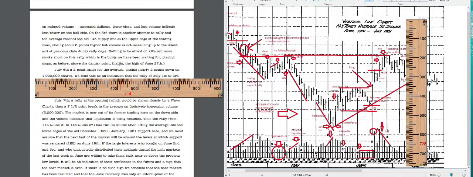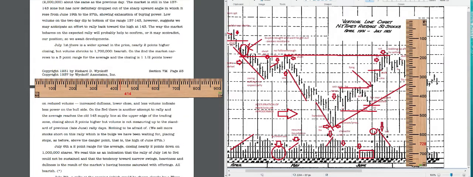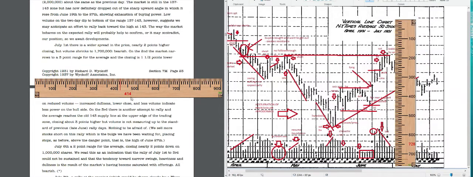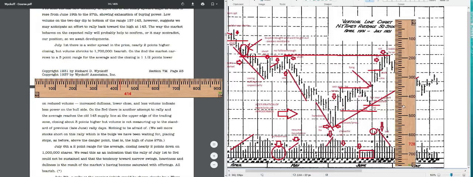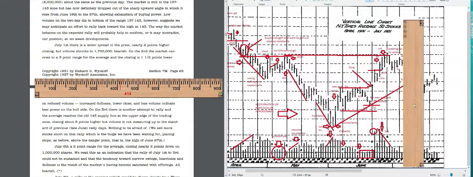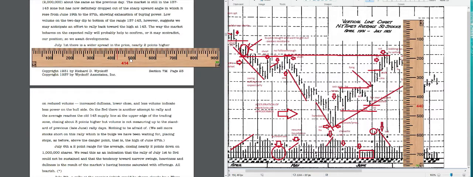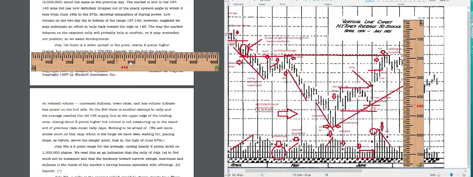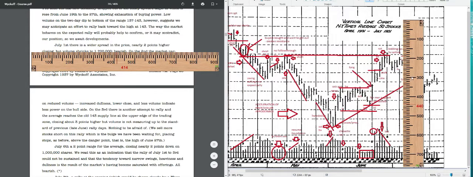So that's really going to be the lesson for today, is to take a look at all this stuff and come to the conclusion that the market is on the springboard, starting with July 1st, all the way down to this section right here, which is July 6th. So from the 1st to the 6th is what we want to see. All right. So July 1st, there's a wide spread in price, nearly 2 points higher close, but the volume shrinks.